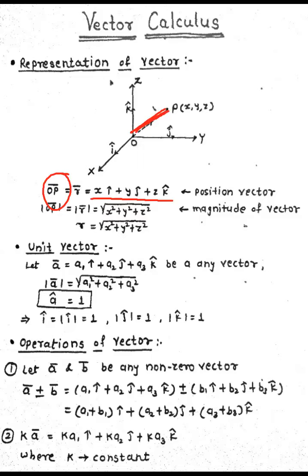So the x coordinate goes with i cap, because it measures a distance along the x-axis, so it is x i cap. Then the y coordinate with j cap, because it measures a distance along the y-axis, and the z coordinate is with k cap, just because it measures a distance along the z-axis. So students, in this way, we can represent OP bar in vector form.